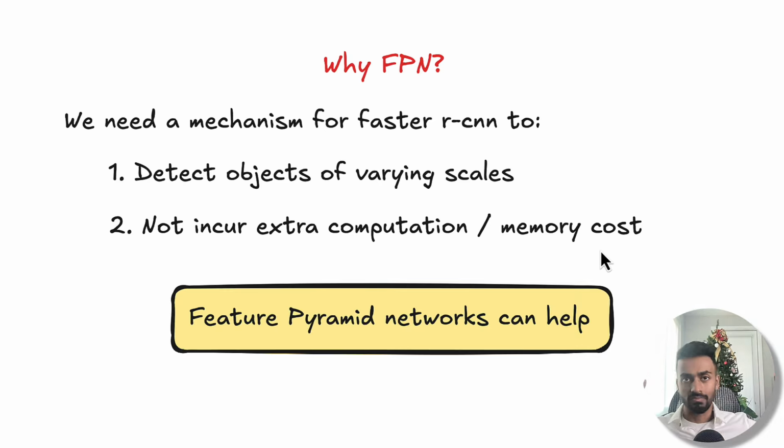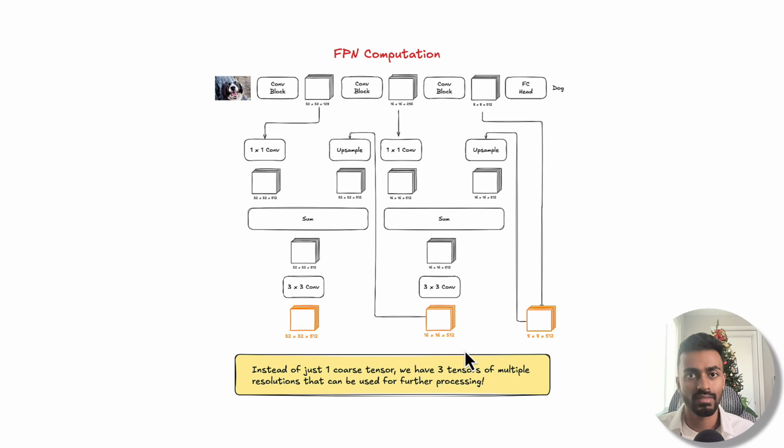So I hope all of this, building up with the historical aspects of object detection, really helps paint the picture of why these feature pyramid networks can be very helpful. So let's now actually talk about what this is and how we can compute these feature pyramid networks.